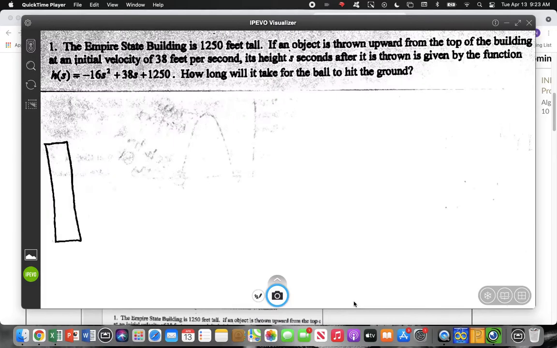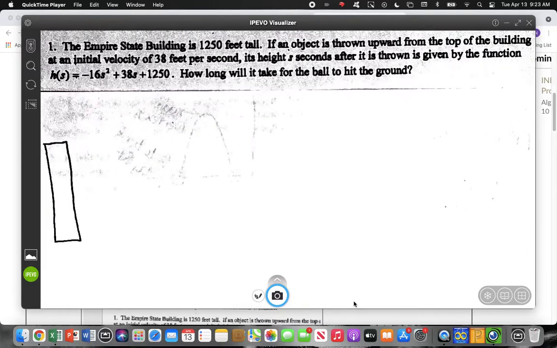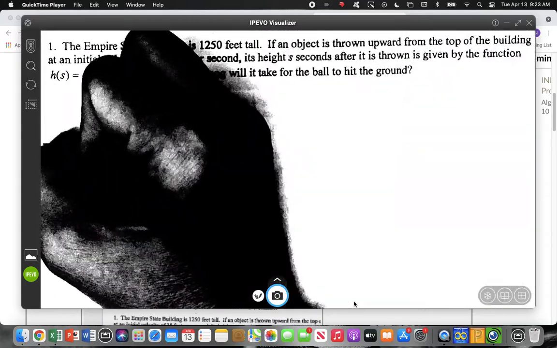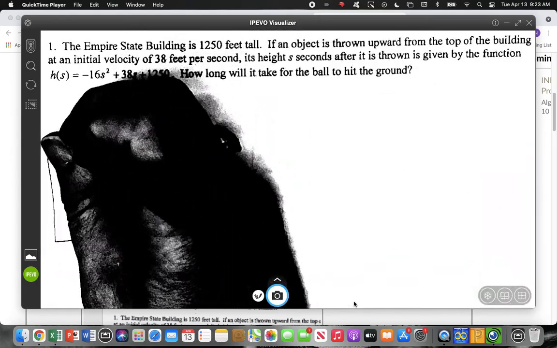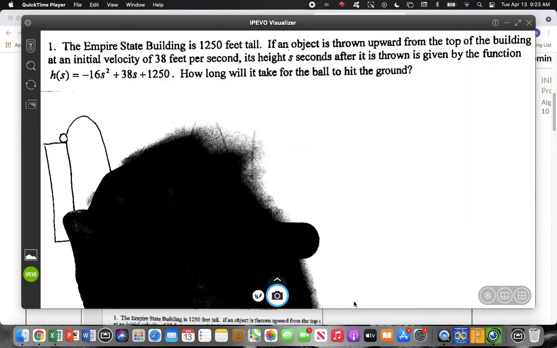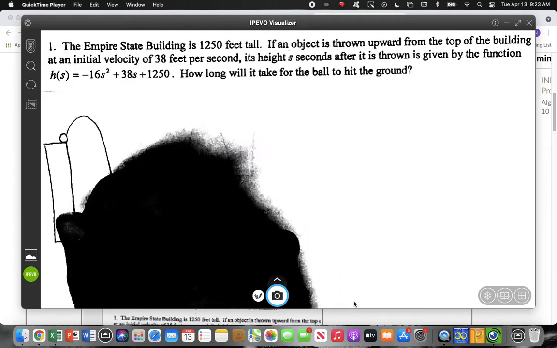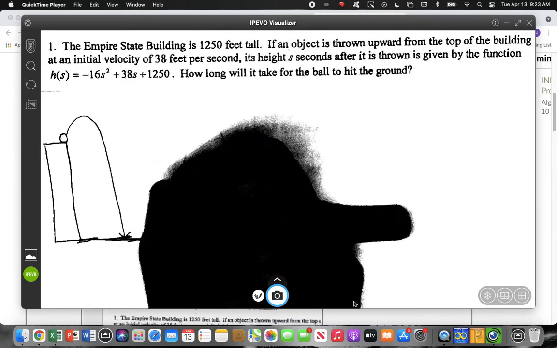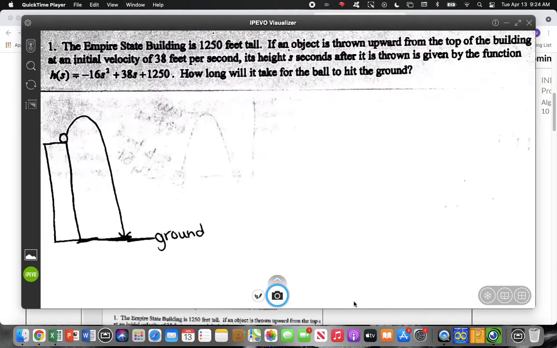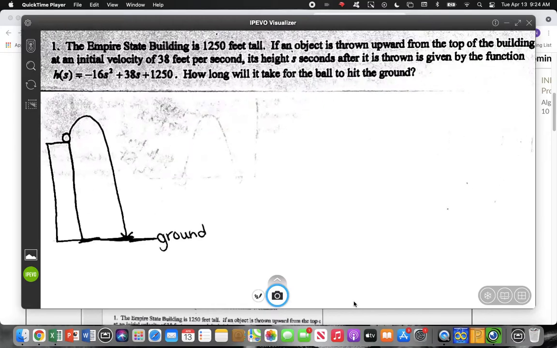Now what's going to happen to the object when you first throw it? Does it immediately fall, or does it go up a little bit when you throw something? Yeah, so it's actually going to go, starting from here, the object is going to go up and then eventually down, and then it's going to hit the ground, right? So I'm going to draw the ground here. So the first thing I want to know is, how tall was this building? How tall is the building? It tells you.